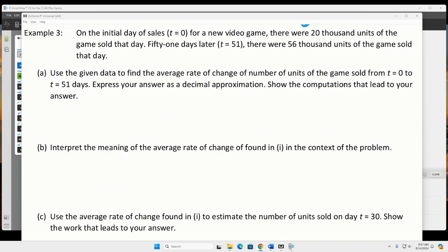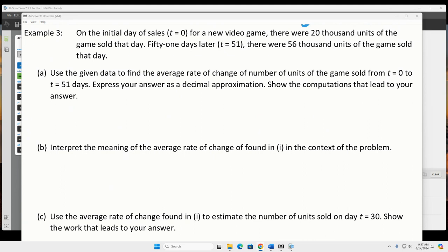We're going to express our answer as a decimal approximation. If you don't do that, you don't get the point. And we're going to show the computations that lead to the answer. If you don't do that, you don't get the point. So you make sure that you read everything it tells you to do.